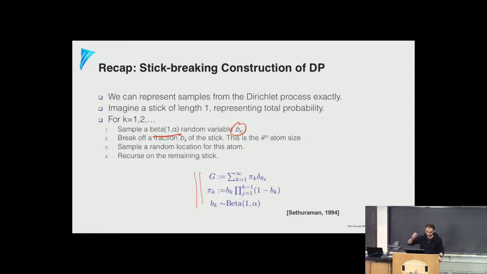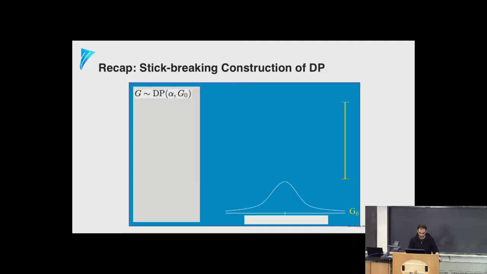Then we remove the fraction bk from the stick, and we produce the atom, or the component, that corresponds to that break. Then we recurse and keep breaking the stick more and more. Every following component would potentially be slightly smaller, because it will be a fraction of the remainder of the stick. So that was a quick recap of the process that I believe was already introduced in the last lecture.